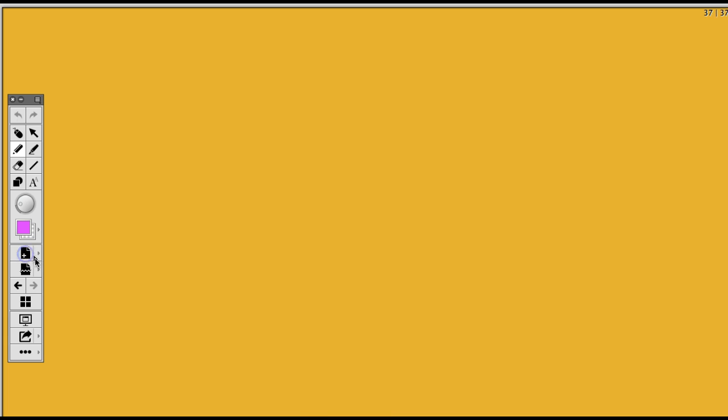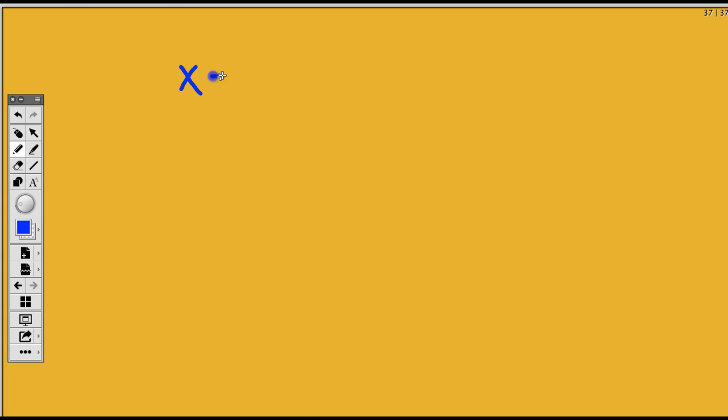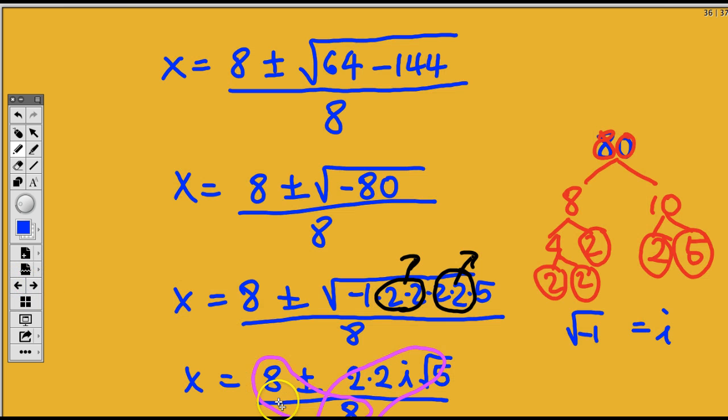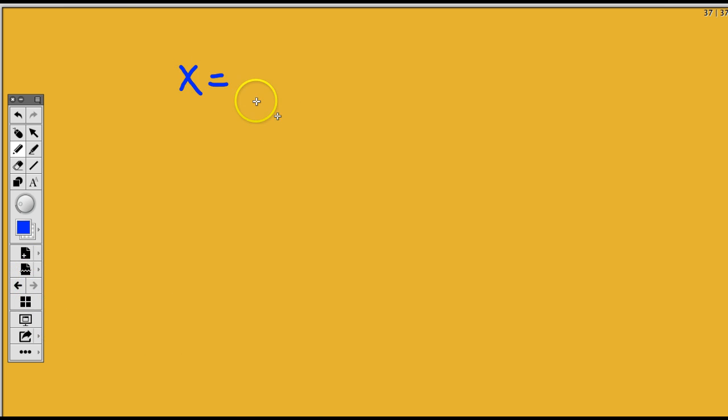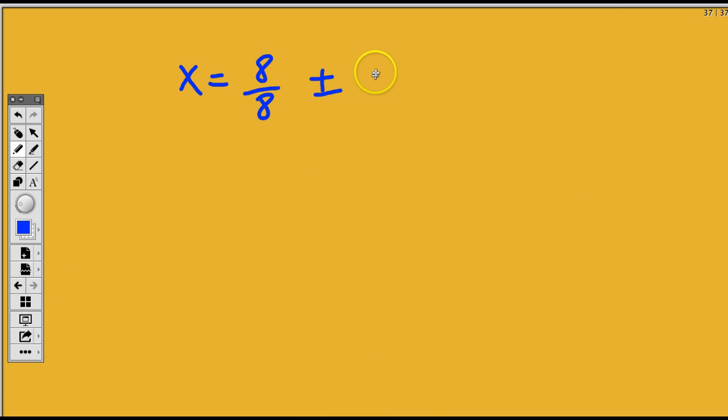Okay, so let's go. X equals. Now if you go back, this side of my heart is what? 8 over 8. So I'm gonna just write it out. Plus or minus, and then what is that side of my heart? 2 times 2 is 4, so it's 4i square root of 5 over 8. We gotta simplify.